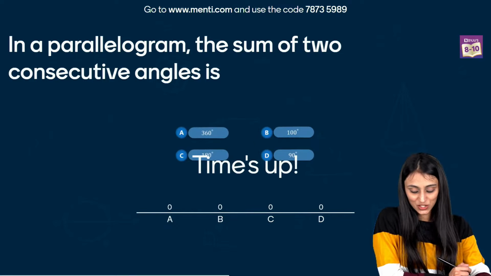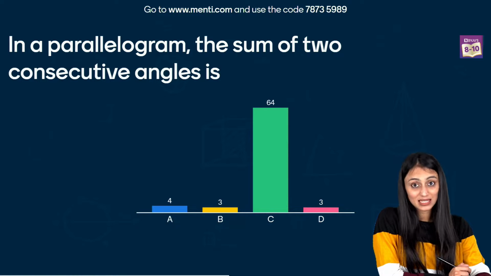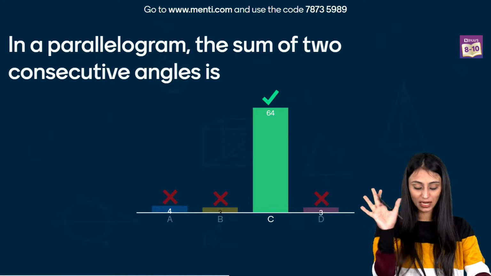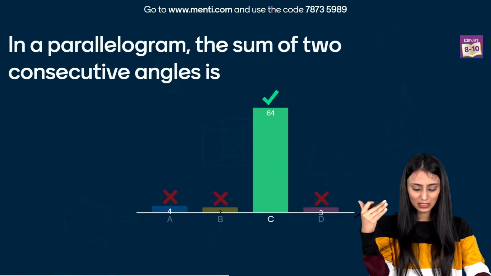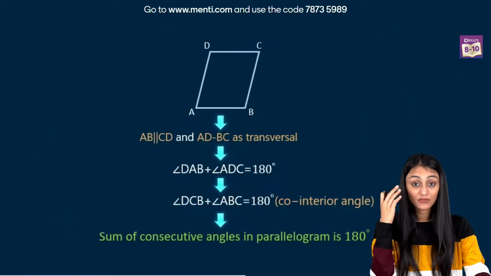Time is up. Let's check the correct answer. So C is the right answer and maximum students have given the right answer this time. But still some are saying it's A, B and some are saying D also. Let's check the solution and see where you got wrong.